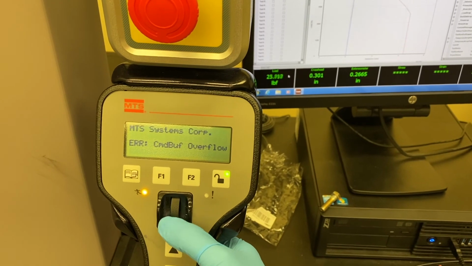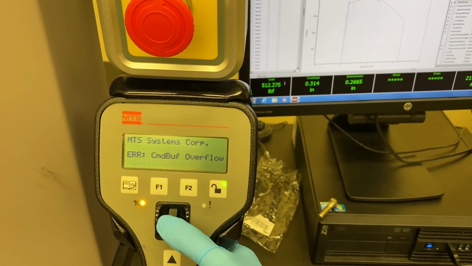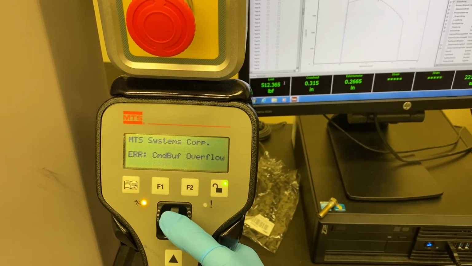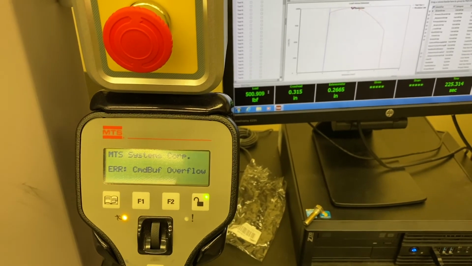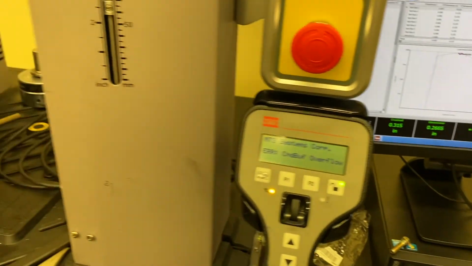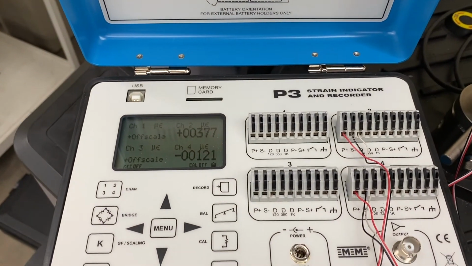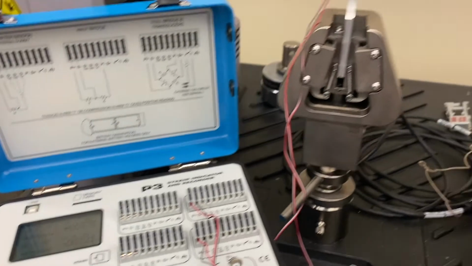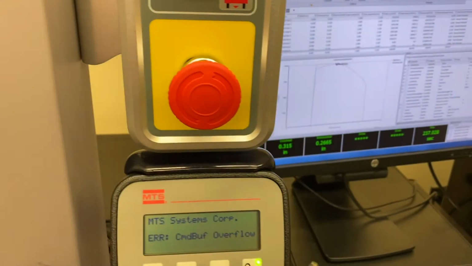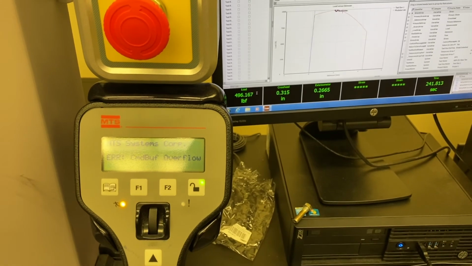Now we'll go up to 500 pounds and record our two strain gauge readings again. We'll do this at 500, 1,000, 1,500, 2,000, and 2,500 pounds, and then we'll go down to 0 pounds and re-record our strain gauge readings at 0 pounds.